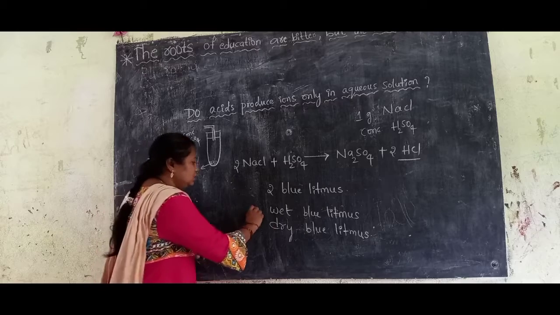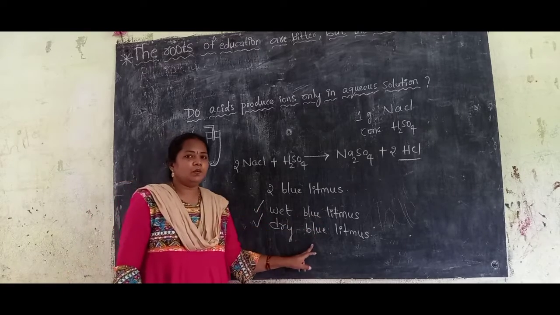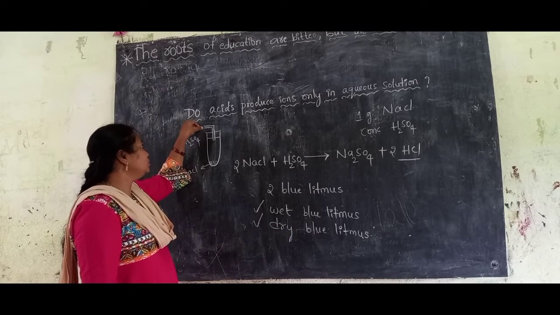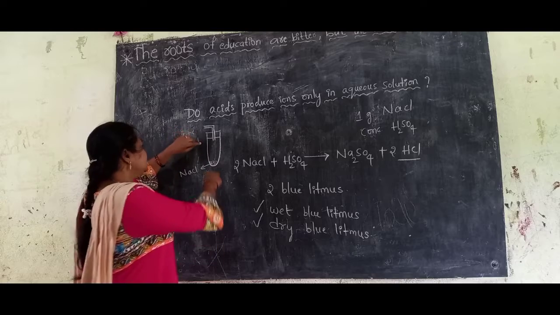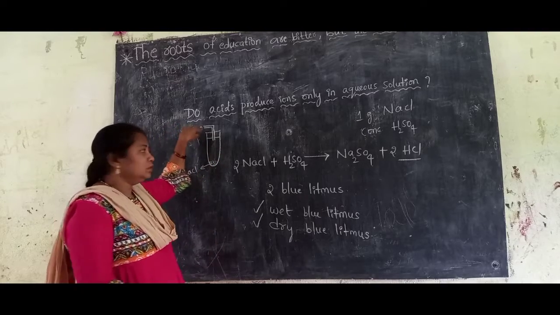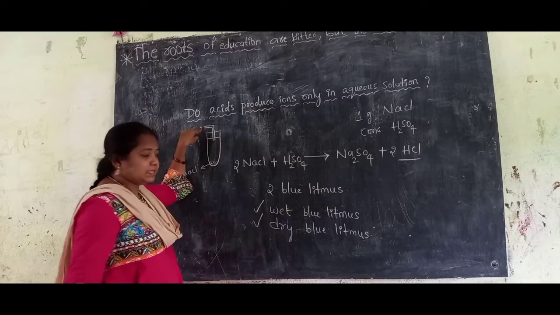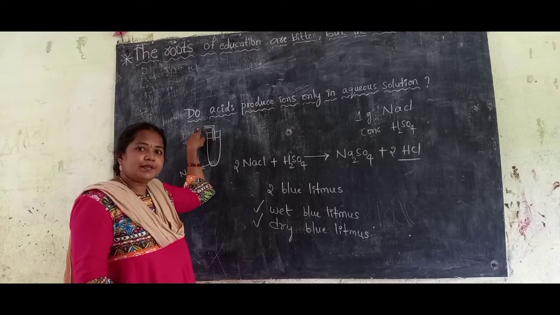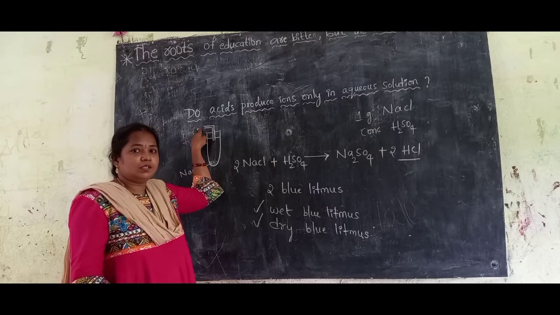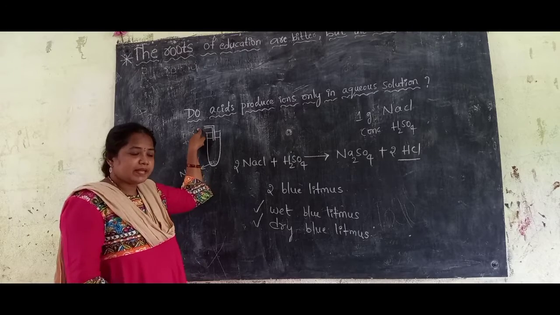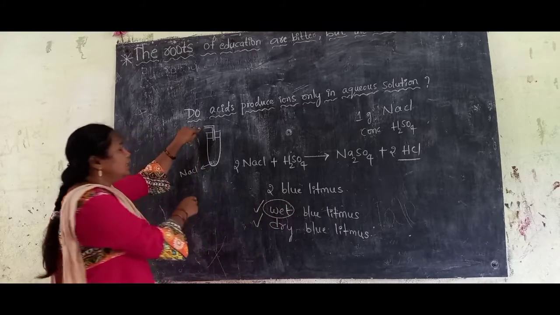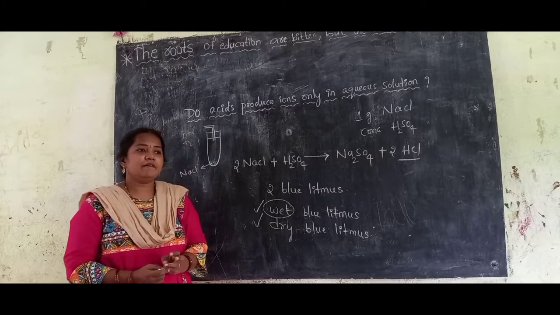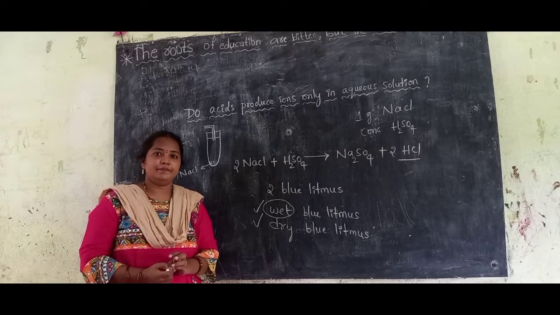So you place these 2 litmus papers. Both of them are blue in color only. You take both the litmus papers and place them one by one near the mouth of the delivery tube. When you place the dry litmus paper here, you cannot find any change in color. The blue litmus does not turn red. Whereas when you place the wet litmus paper near the mouth of the delivery tube, you can observe that the wet blue litmus changes to red.